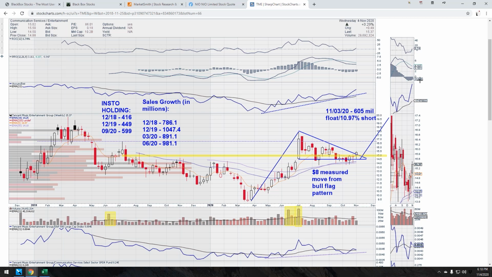This is what the measured move looks like. They have, as far as this date, 605 million in the float with almost 11% short. There's potential, should this thing start to see a solid breakout with volume, that we can potentially be accelerating a little bit quicker because you've got shorts that would need to cover.